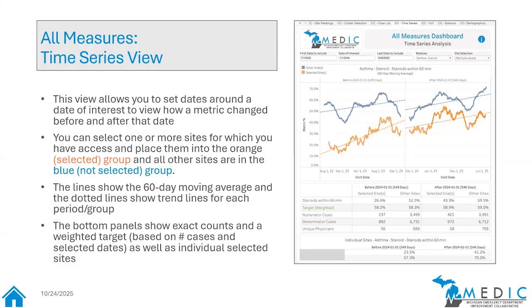This is steroids within 60 minutes for pediatric patients presenting to your ER. The selected sites are in orange at the bottom, and then everyone else in Medic is in blue. And then there are some specific numbers at the bottom. But you can see on the screen that, for the most part, at least in whatever dates I've selected here, people seem to be improving across the entire collaborative. The blue line trend is heading up. The orange line trend is heading up. Before and after that selected date in the center, there was no intervention there. I just picked a date. But you at your specific sites may actually have a date where you did a quality intervention.